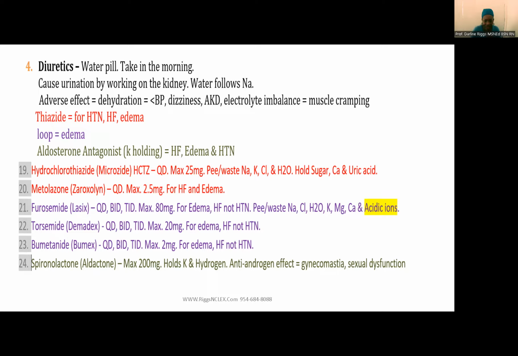Your loops are not good for hypertension. The edema, yes. Removing of the fluid, yes. Spironolactone holds on to potassium, so we can mix those with digoxin. All of that I've just gone over are test questions. And don't forget the little nasty gynecomastia in men with spironolactone; questions about that as well.